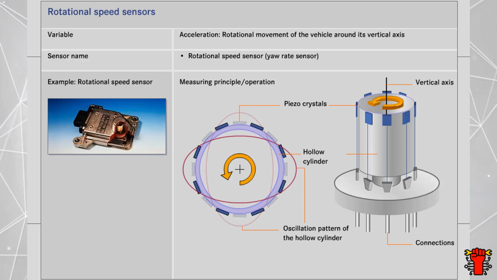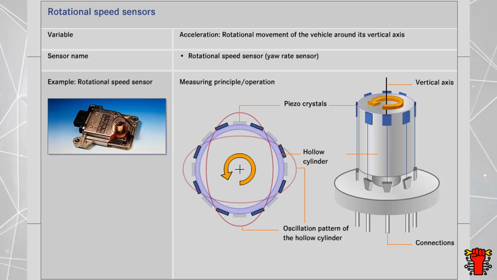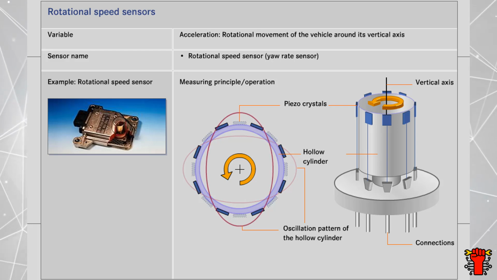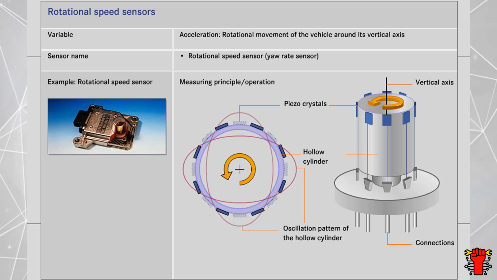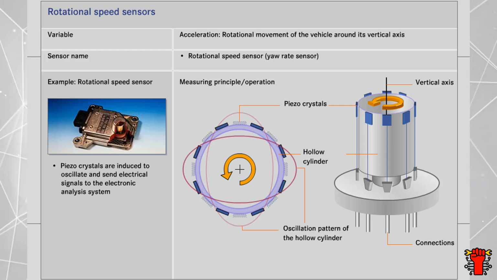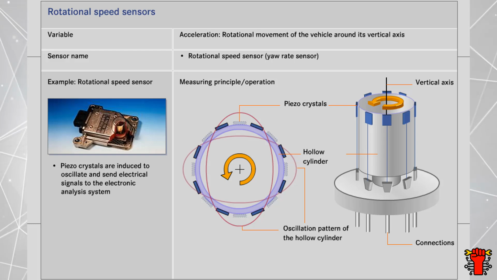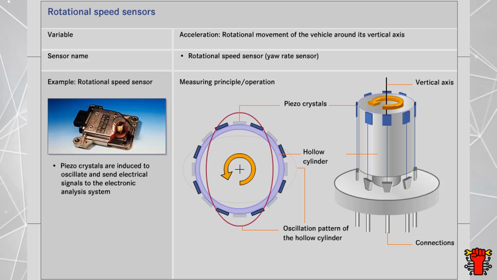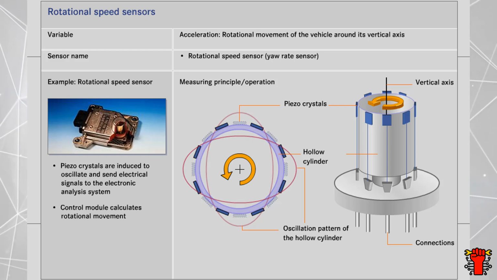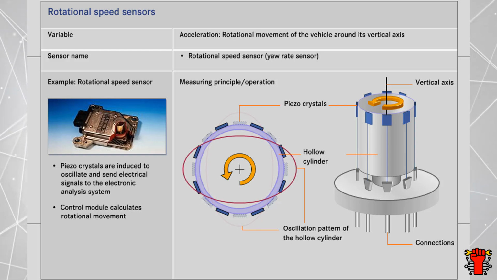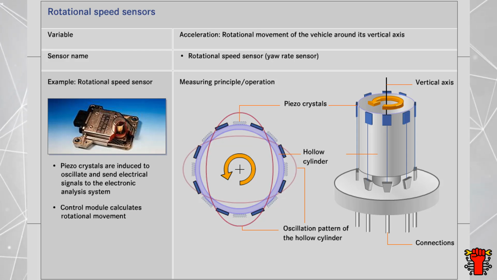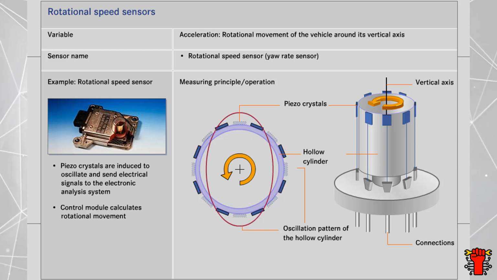The rotational movement causes the hollow cylinder to rotate with the vehicle around the vertical axis. However, the original oscillation pattern is retained for a certain period of time. As a result, the piezo crystals, which before the rotation were not part of the oscillation pattern, are now induced to oscillate and send electrical signals to the electronic analysis system. These are used by the control module to determine the rotational movement of the vehicle. Another method of determining the yaw rate is the oscillating fork principle.